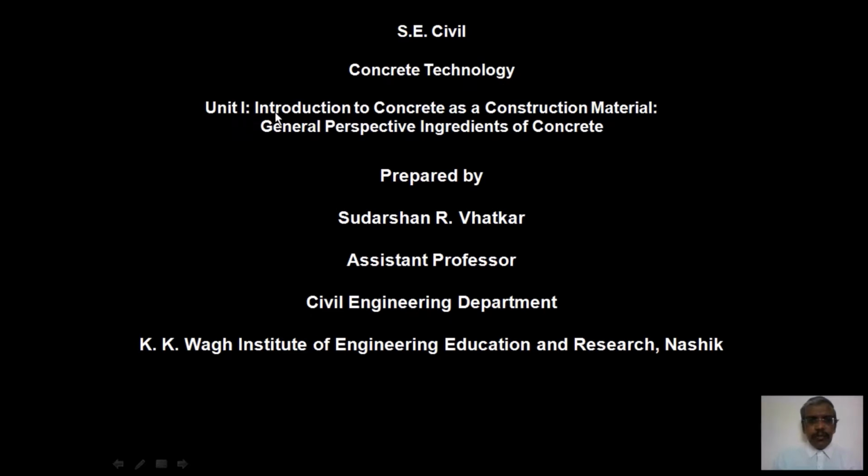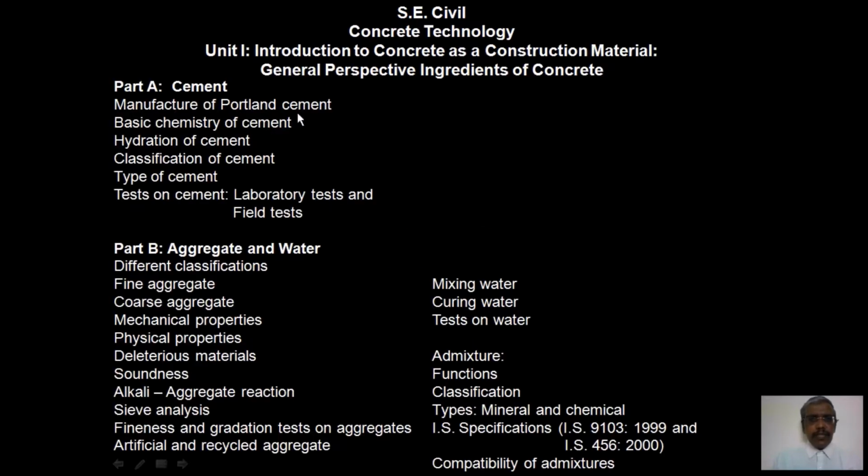Revision of Unit number 1. Introduction to Concrete as a Construction Material. General Perspective, Ingredients of Concrete. Here we will see in part A: cement, manufacture of Portland cement, basic chemistry of cement, hydration of cement, classification of cement, type of cement, test on cement, laboratory test and the field test.